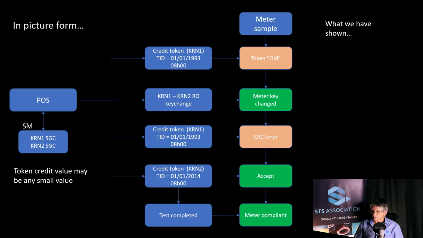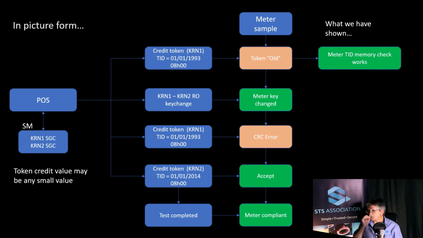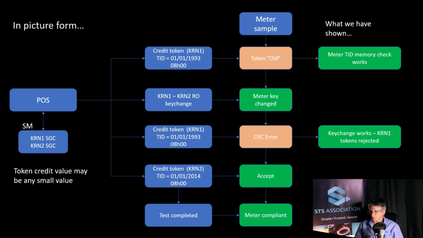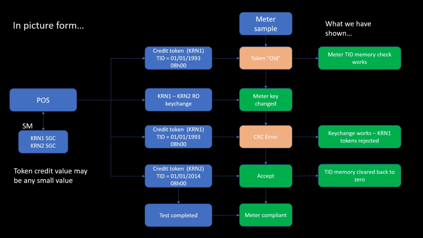So what have we shown in this test? First of all, we've shown that the meter TID memory check works because it rejected the first one because it was old. Then we did a key change, and what we've shown now with the CRC error is that the key change has worked and the key revision 1 tokens have been rejected. Then you generated a token on the key revision 2 date and it accepted it, which means the TID memory was cleared back to 0 and it accepted the very first token that's possible on the new TID base date. After all this has been done, it therefore means that your meter is TID rollover compliant.